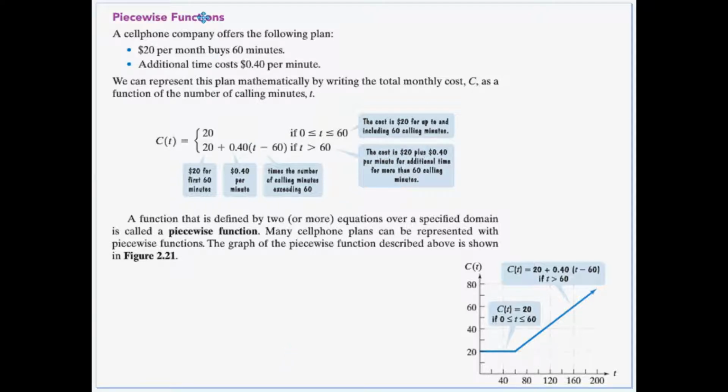The last example here is piecewise functions. This example is a cell phone plan, and they're charging you $20 per month for up to 60 minutes. If you need more than 60 minutes, additional minutes are 40 cents each. So we can represent this plan mathematically by writing the total cost, capital C, as a function of the number of calling minutes t, for time.